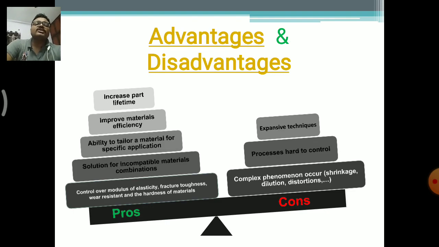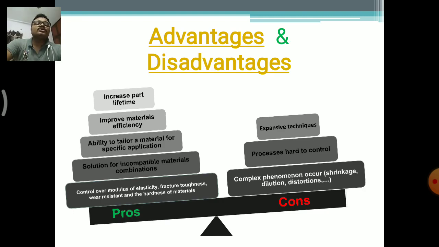Next one is the ability to tailor a material for a specific application. What is meant by the ability to tailor a material? It means being ready to generate a process for it. Fourth one is a solution for incompatible material combinations, that is the different types of combinations we have to use for research or industry. And the last one is control over modulus of elasticity, fracture toughness, and some other mechanical properties. These are all covered under FGMs.